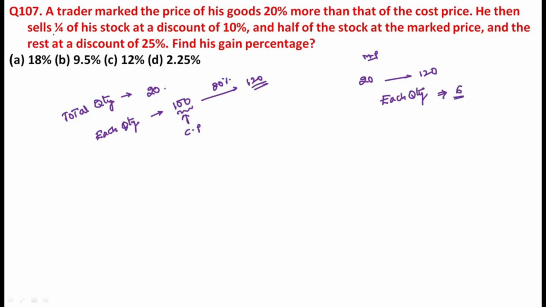The next one: he sells one fourth of his stock at a discount of 10%. The total number of quantities is 20, so one fourth of the stock is 5 units. Each price is 6 rupees, and they gave a discount of 10%. Now the value becomes 5.4. And the next one, half of the stock. Out of 20, half of the stock means 10 quantities, and they sell at the market price. Market price is equal to 6.